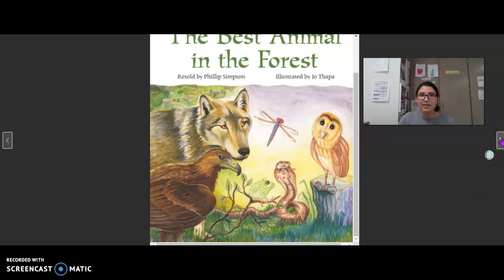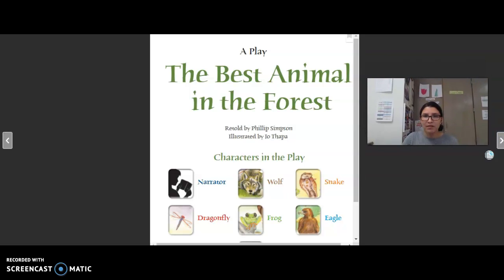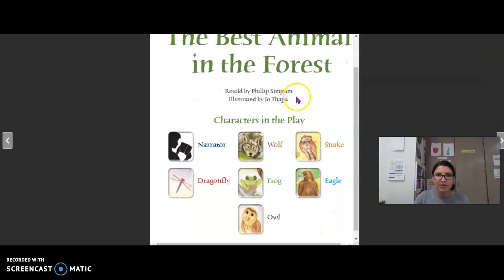All right, The Best Animal in the Forest, retold by Philip Simpson, illustrated by Joe Thapa. Okay, what do we have right here? What is this called? This is a cast of characters, right? So all of these are going to be characters in this play or drama. Remember, they mean the same thing. I keep going back and forth, but they mean the same thing. We have wolf, snake, dragonfly, frog, eagle, and owl.